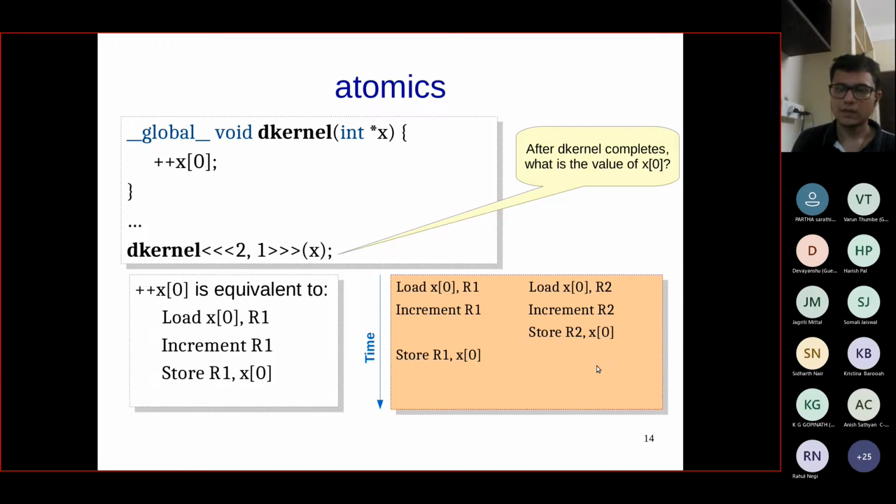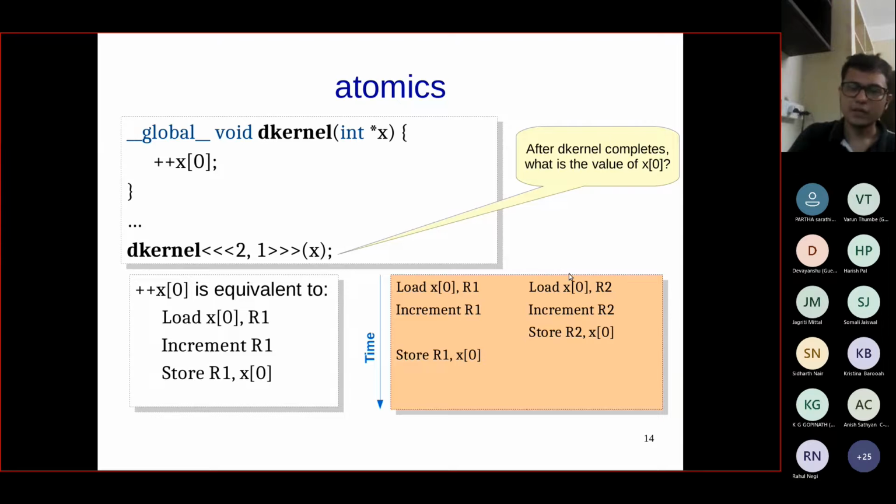But in either case, since the value present inside the register is 1, in any of the interleavings, the final value which is stored in x of 0 is 1, right? So okay, I hope that is clear. So if this is the execution pattern, then the final value will be 1.